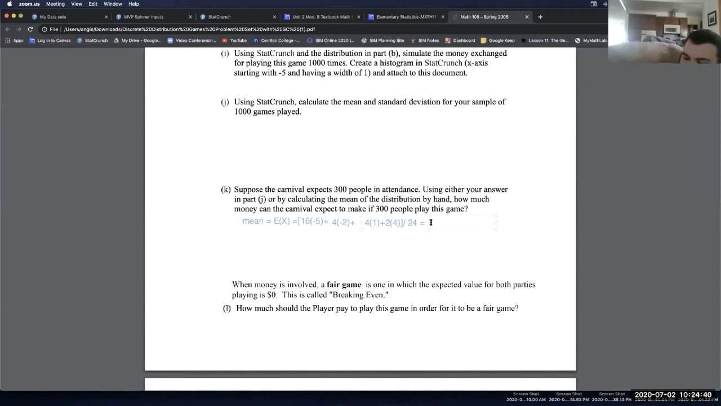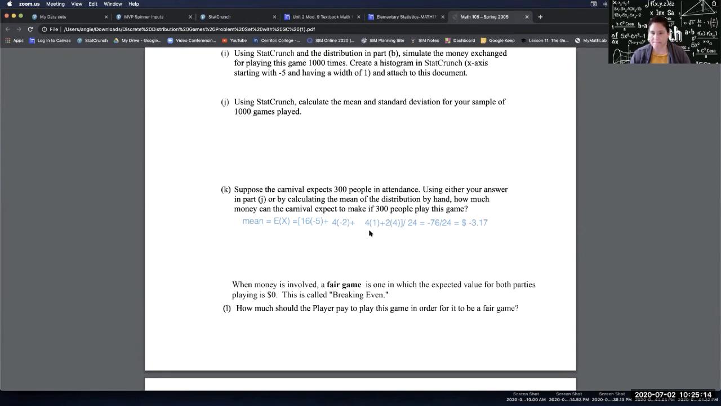I had a 76, -76. Oh, negative. Duh. -76. And then we divide that by 24 to get our mean of -3 point, what'd you say again? 67 or 1.67? So 17? Yeah. Okay, perfect. So every time we come up to this game, we're losing $3.17.